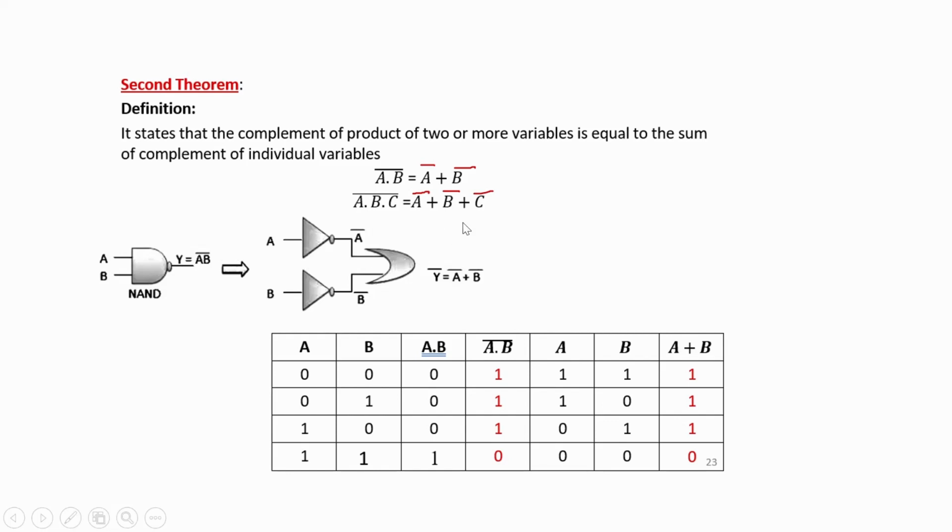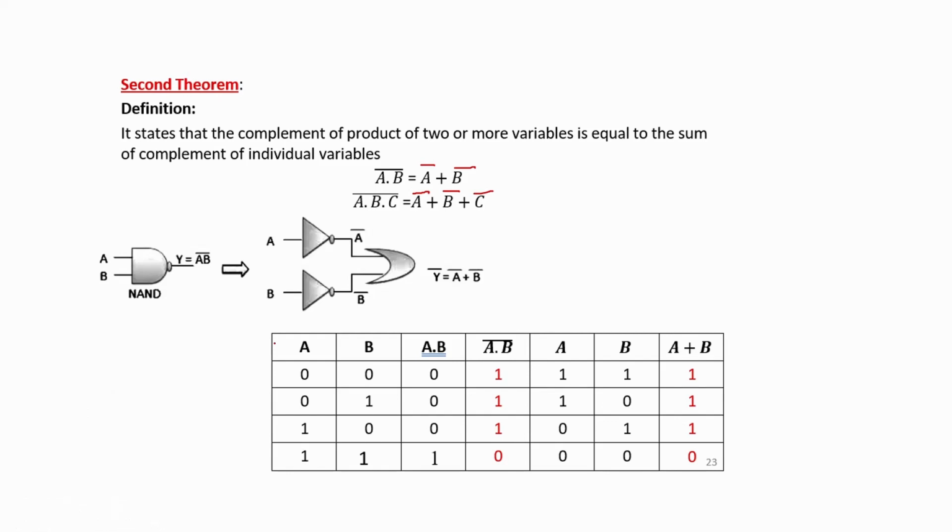And the right side equation, which is A bar plus B bar. A is the input of the first NOT gate and B is the input for the second NOT gate. And by adding one OR gate, we get A bar plus B bar. And next the truth table, A and B are the two inputs. A into B we are finding, and next A into B the whole bar. So this is the left side equation, and next finding what is A bar here.